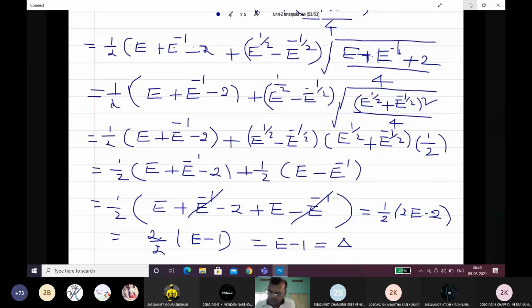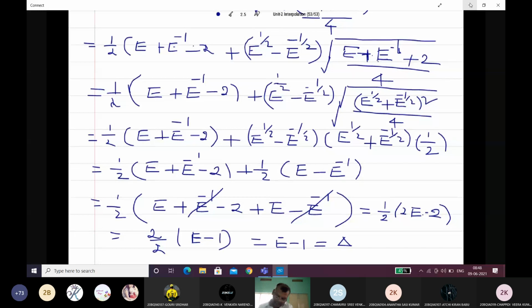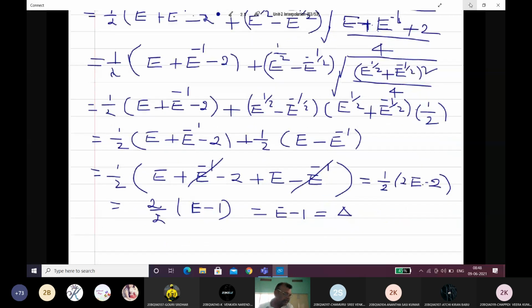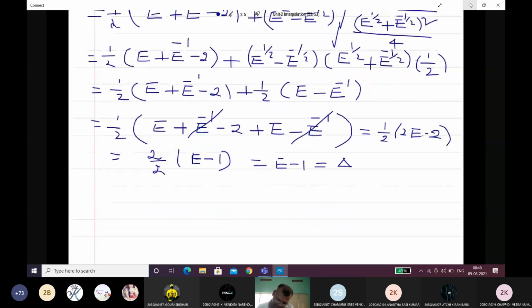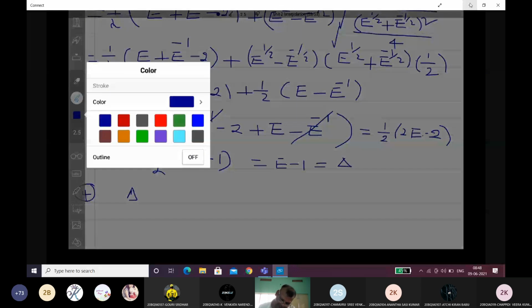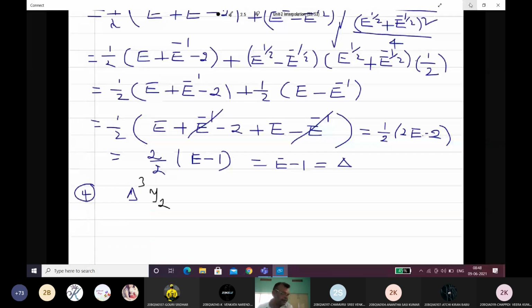And again, one more problem is there. That is the fourth one. Delta cubed y2. This is also very simple. Now what is the formula? E of y0 is equal to y1. Using this formula, delta cubed, delta is equal to e minus 1.